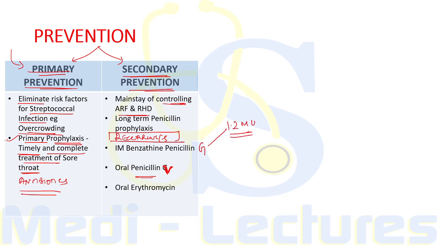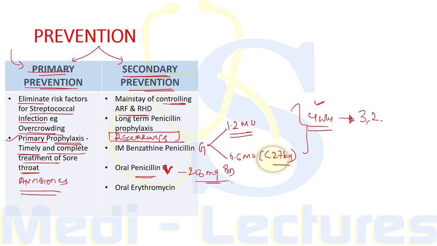So if we are giving intramuscular benzathine penicillin G, we can give 1.2 million units, or 0.6 million units in less than or equal to 27 kg body weight, and this can be given every 4 weeks. If there is a high incidence area, we can also give it every 3 or every 2 weeks, but 4 weeks will be the appropriate choice. Alternatively, we can also use oral penicillin V 250 milligram in BD dose for secondary prevention, or if the patient is penicillin allergic, we can use oral erythromycin, again 250 milligram BD dosing.